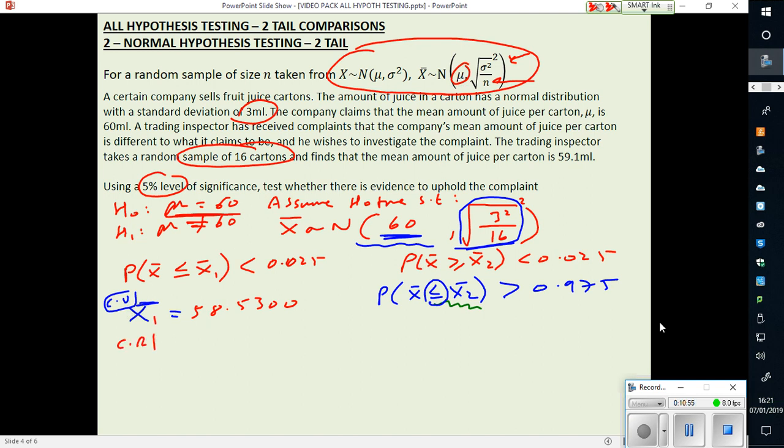So therefore our critical region is everything between 0 and 58.53. But that's only because you can't have a negative amount of juice. You know what I mean? It's sufficient to say that it's just less than this because normal distribution goes on for infinity. Okay.